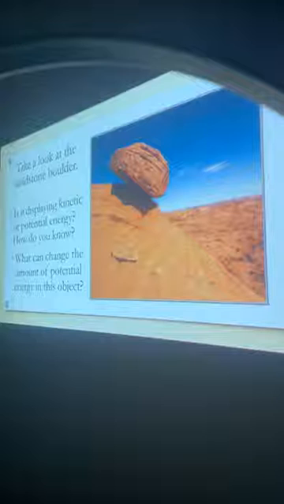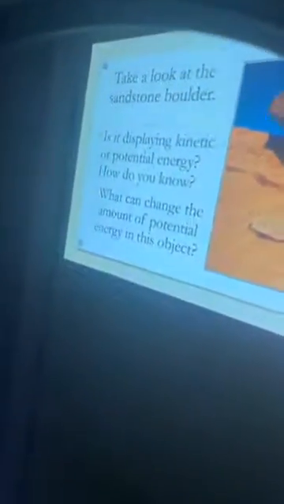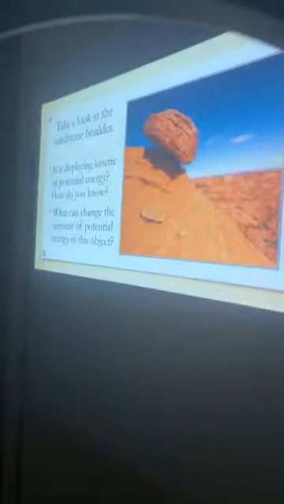Take a look at the last bullet. It says, what can change the amount of potential energy in this object? So right now, the object is at the top of the mountain or the hill. What can change the amount of potential energy? Because right now it has a lot of potential energy. What can change that?